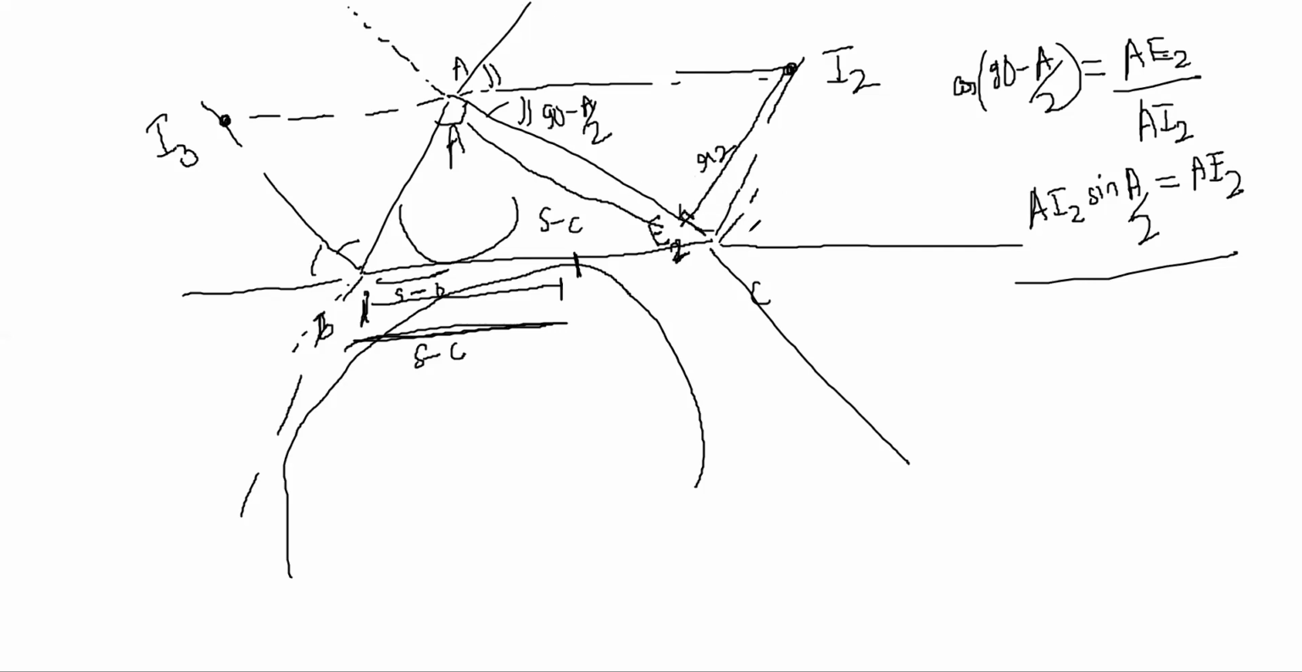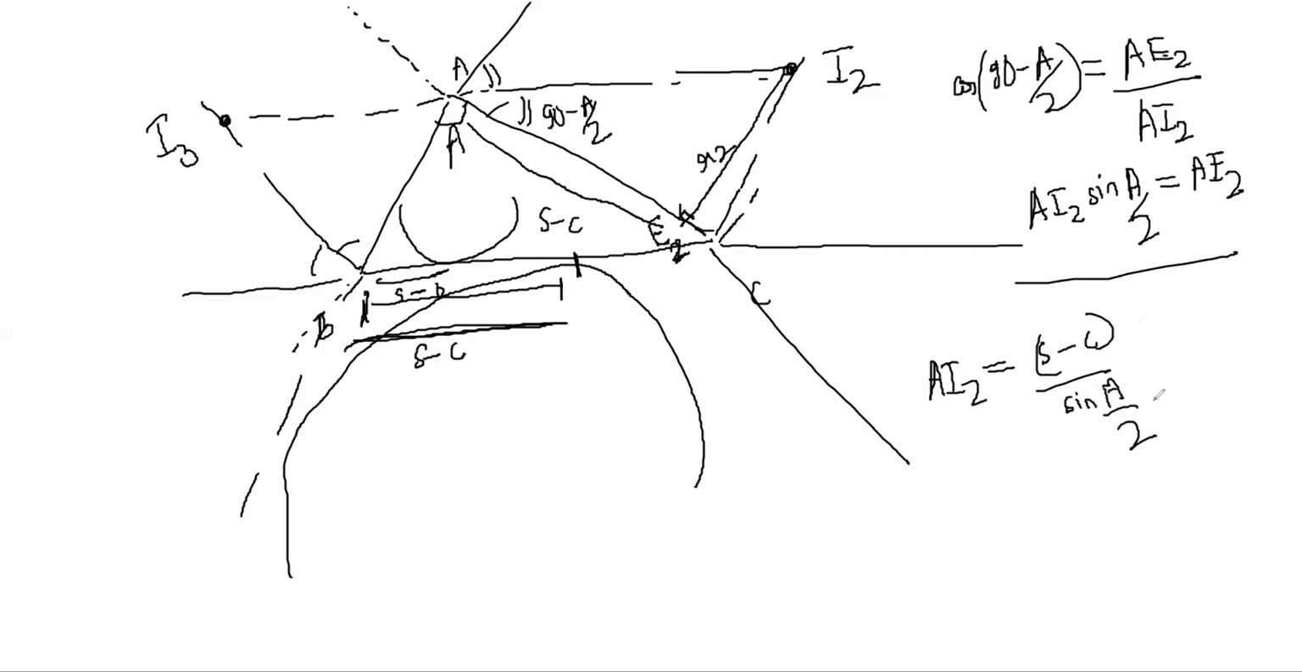Here, this excircle. So this distance will be S minus C, I think. So it will become S minus C. AI2 is equal to S minus C by sine B by 2, sine A by 2.